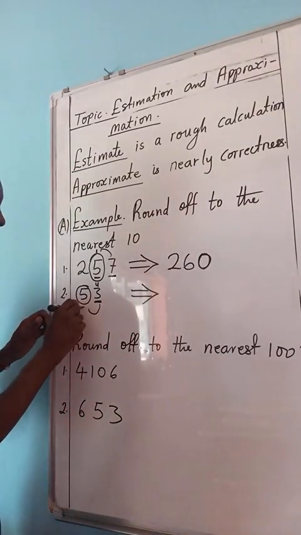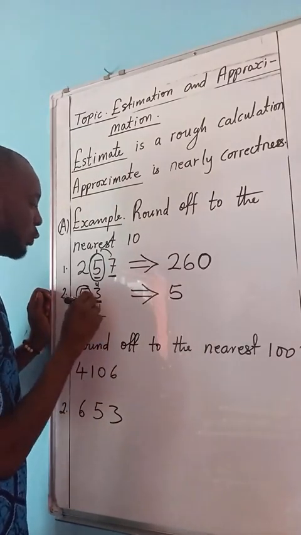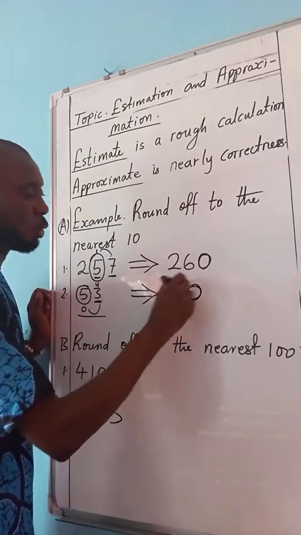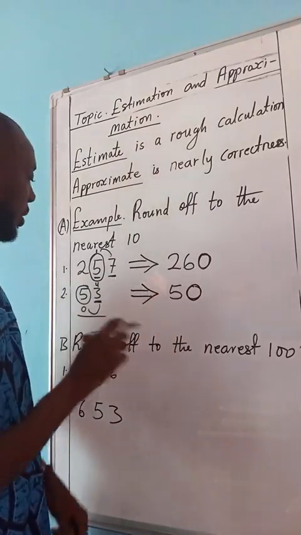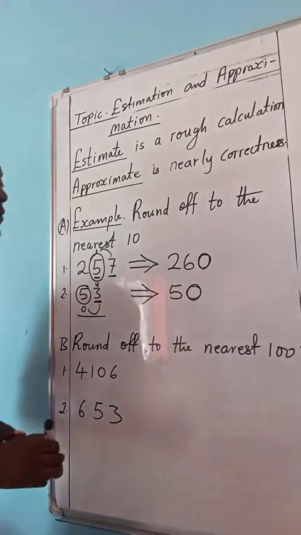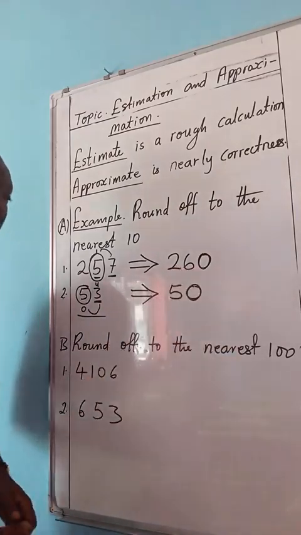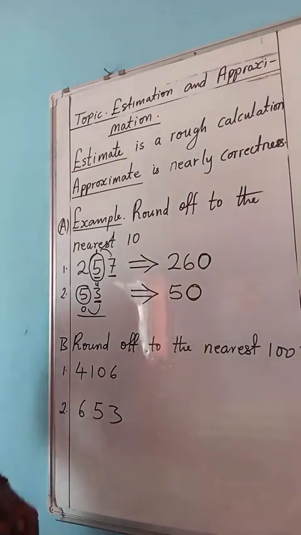So because it's 3, now we are rounding down. When you round down, you add 0 to it, which will give you 5. And this one you use in rounding down, we change it to 0. So 53 will now become 50. That's you've rounded up to the nearest 10. This one also to the nearest 10. Now let's look at the second example.